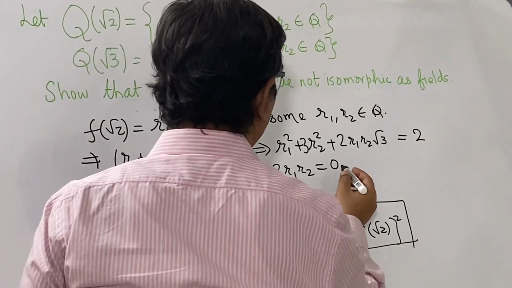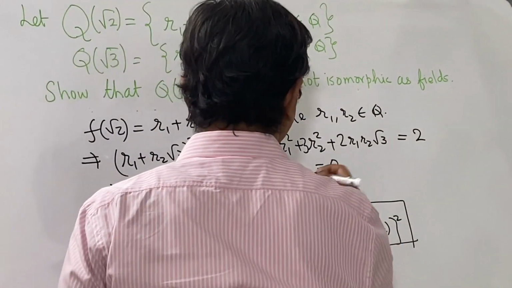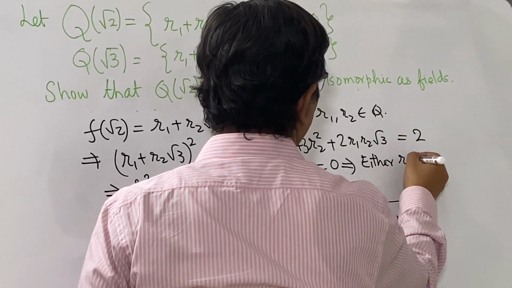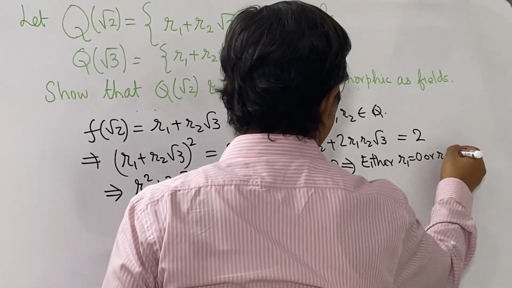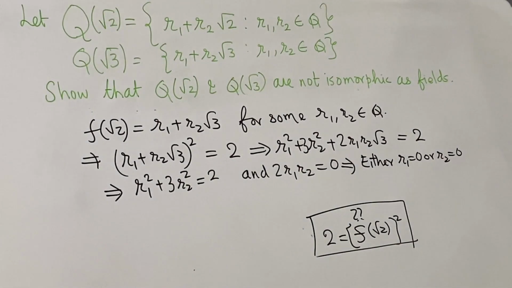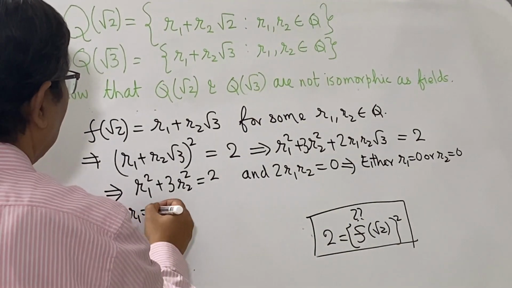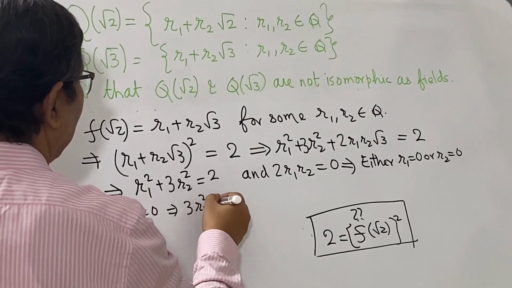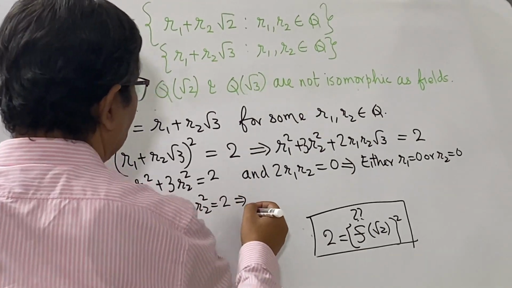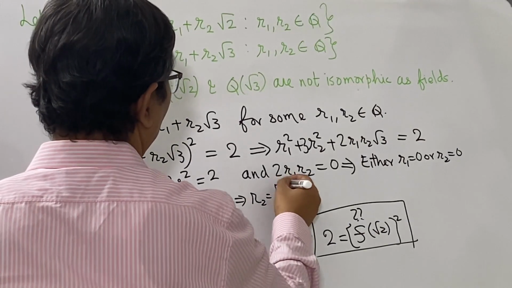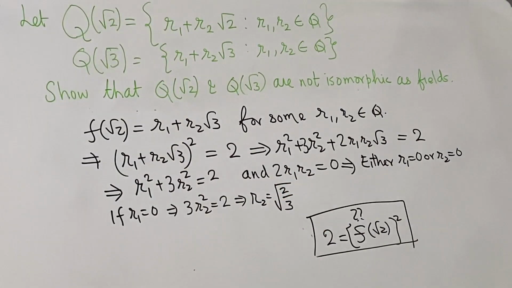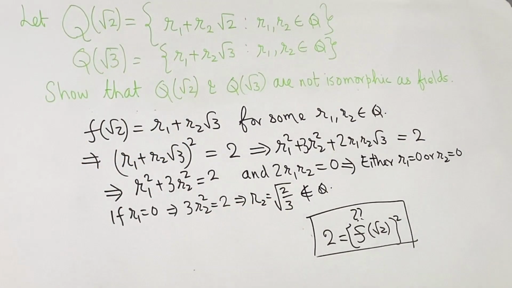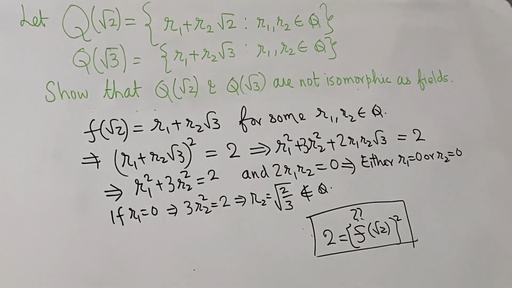Since 2 r1 r2 is equal to 0, that means that either r1 is equal to 0 or r2 is equal to 0. So at least one of them has to be 0. If r1 is equal to 0, then we have 3 r2 square is equal to 2, which means that r2 is equal to square root of 2 by 3. Now, square root of 2 by 3 is an irrational number, so r1 being 0 leads to r2 being an irrational number, so we can conclude that r1 cannot be 0.